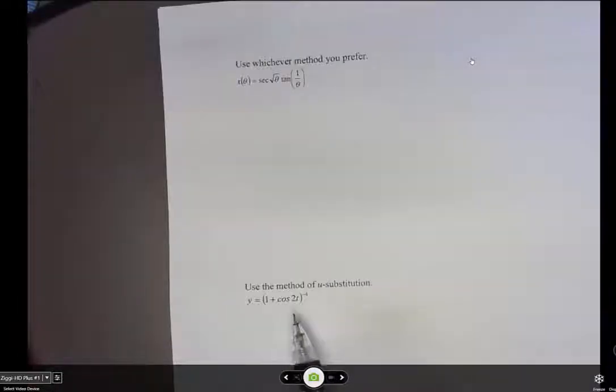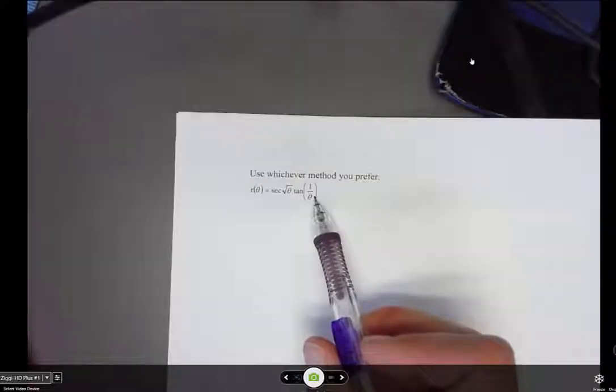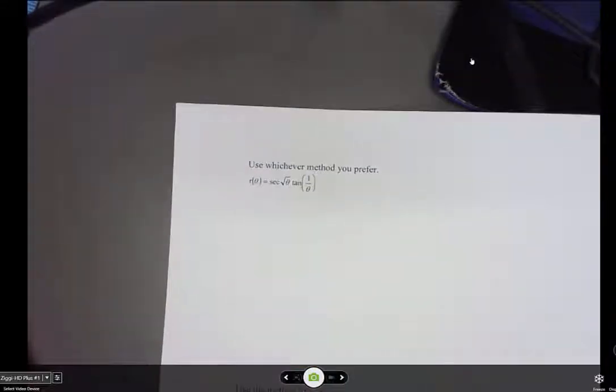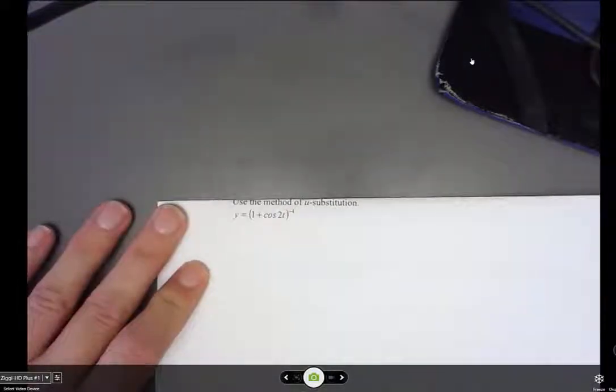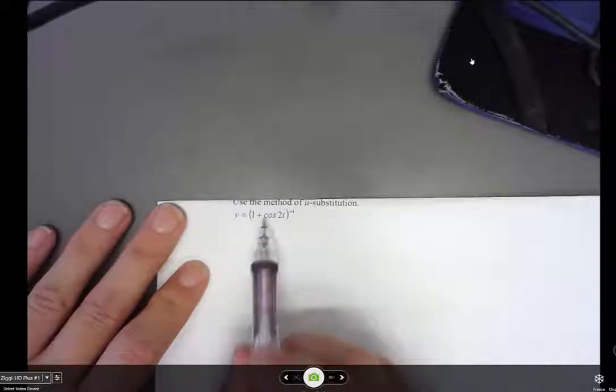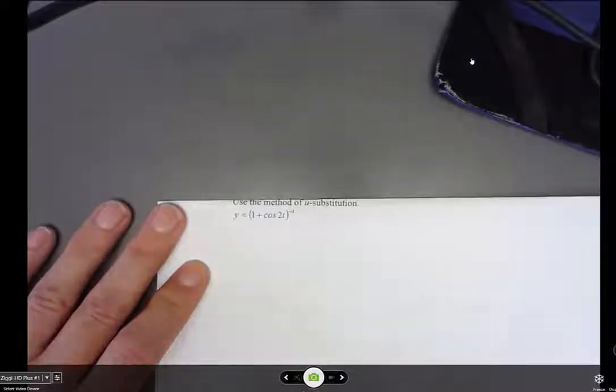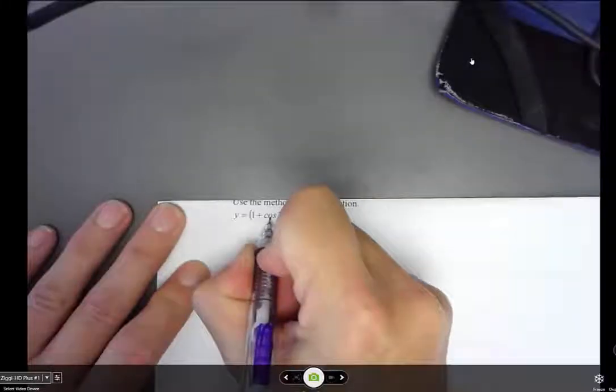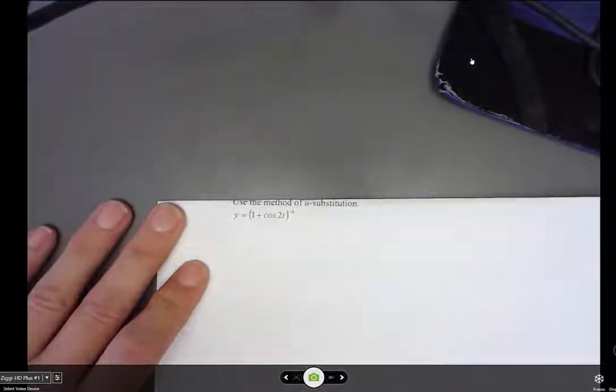On the next page, I'm going to do this problem before I do this problem. This one is tricky because we have to use the product rule and the chain rule at the same time. So the second one, we only have to use the chain rule. And it says use the method of u substitution. So the first thing I want to do is identify the most inside function. I see there's stuff inside parentheses here, 1 plus cosine 2t, but even with that, cosine, we know the derivative of cosine t or cosine x.